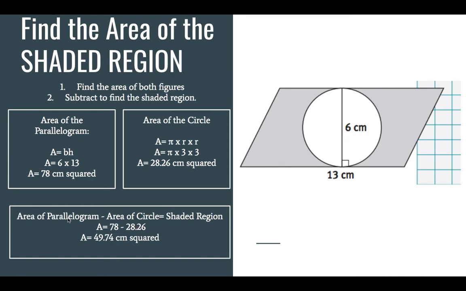And again, because it was telling us to find the shaded region, we're going to subtract those. So we take the area of the parallelogram, which was the bigger area. We subtract what was inside, which is a circle. That's going to give us the area of the shaded region. So 78 minus 28.26 is 49.74 centimeters squared.